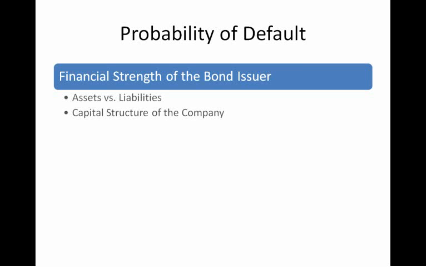If a bond issuer owns a lot of stuff and they don't owe very much to other people, well, that's a good thing, right? Because worst case scenario, they can always sell some stuff in order to pay off the bonds. But if they have a staggering amount of debt and they don't own very much, well, the probability of default is higher. These are actually parts of a larger issue, which is called the capital structure of a company.